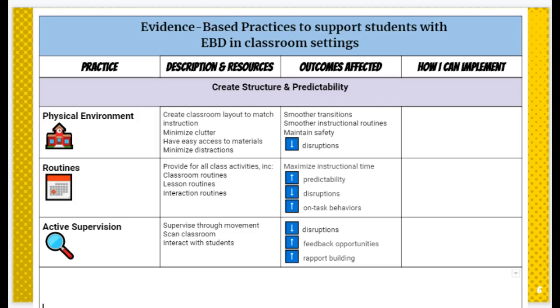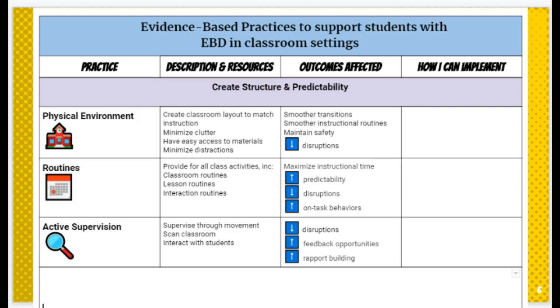And the resource guide that I set up for everybody has the practice on the left-hand side. There's room, if you download the Google Doc, that you can add some additional resources after the description. And then the third column talks about what outcomes you should expect if you implement this strategy in the way in which it was laid out in the literature.